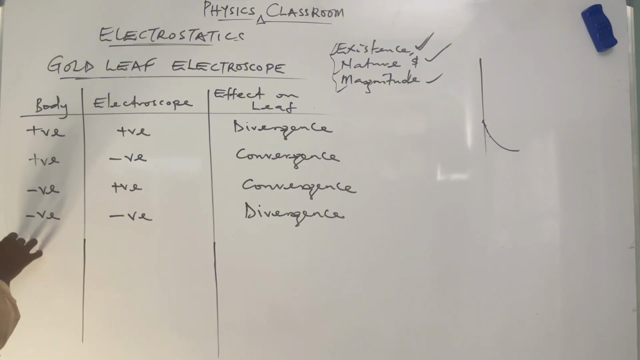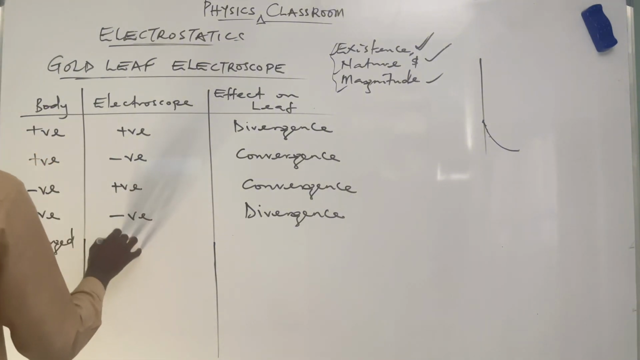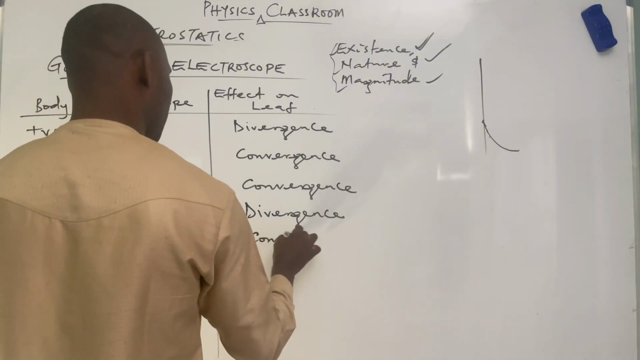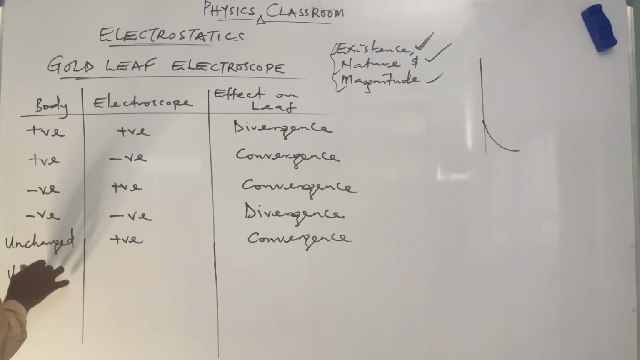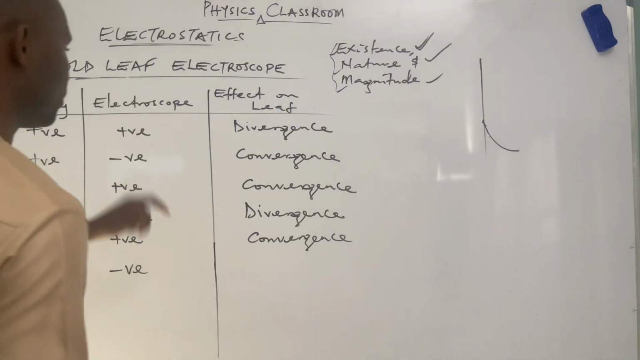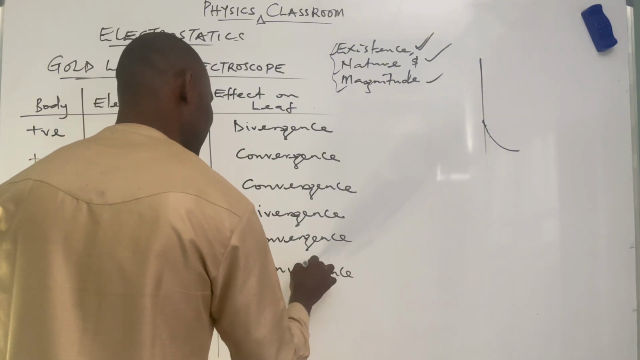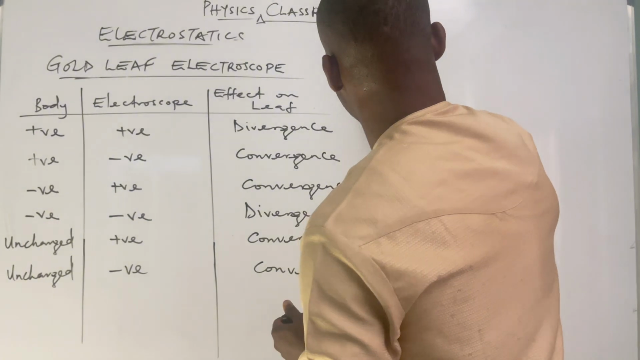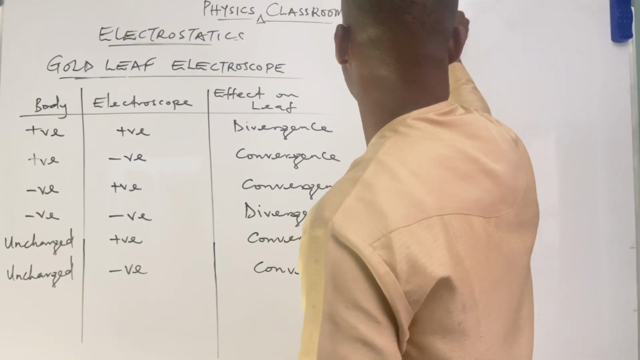Now, when we have an uncharged body brought closer to a positively charged electroscope, the effect on the leaf will be convergence. In the same way, when we bring an uncharged body closer to a negatively charged electroscope, the effect on the leaf will also be convergence. So that's that. I want us to use this concept to solve 2 UTME questions.